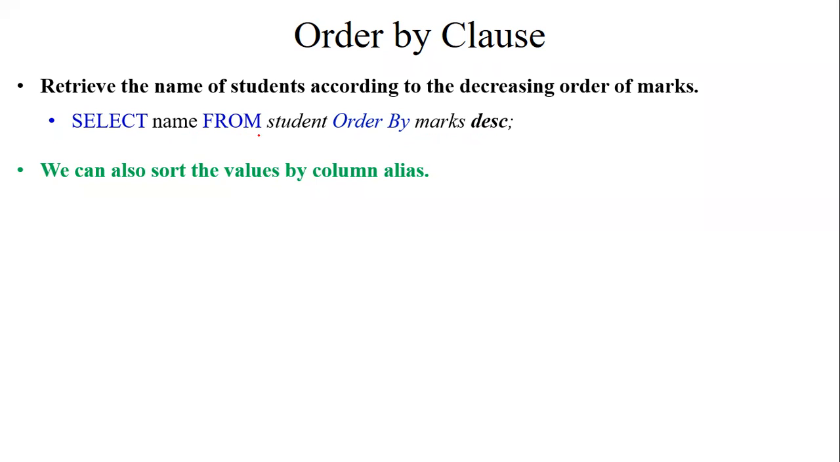So first the table student will be selected, then select name will be selected, and then the order by clause will be executed on the marks column. So according to the marks, the names will be displayed.